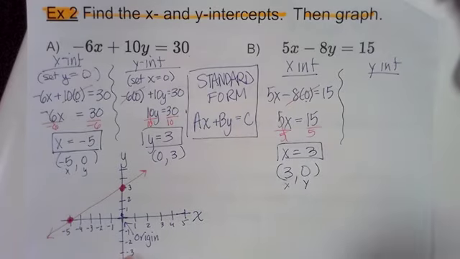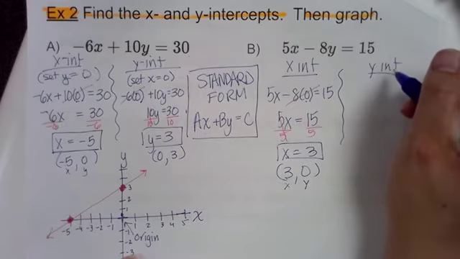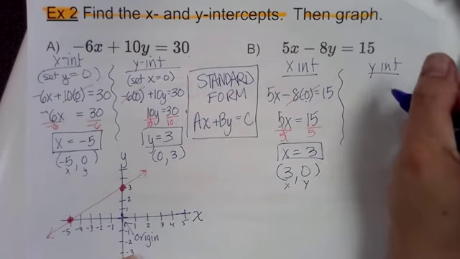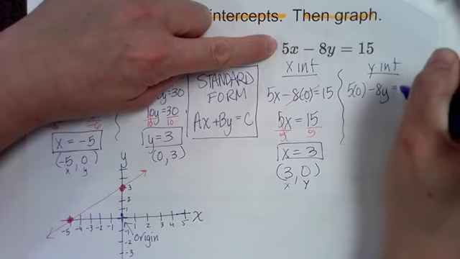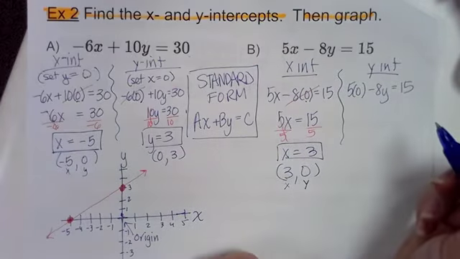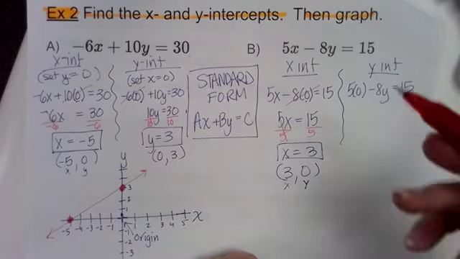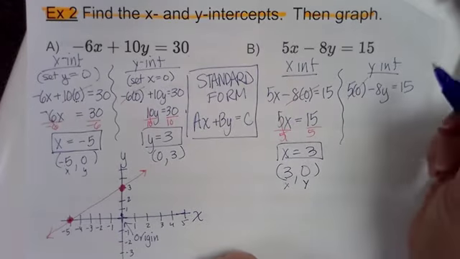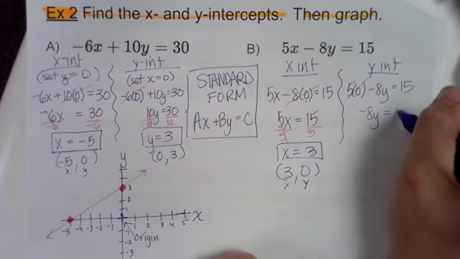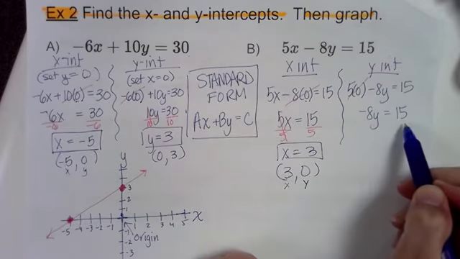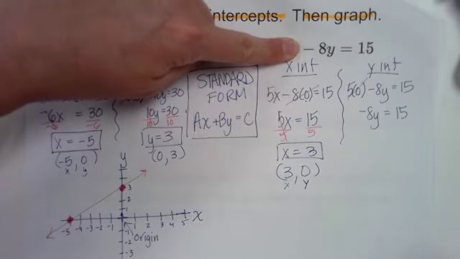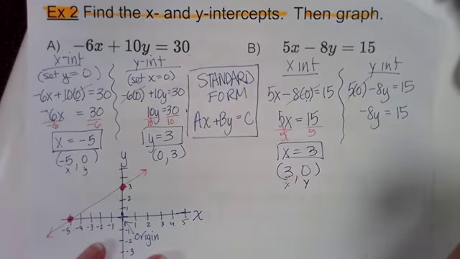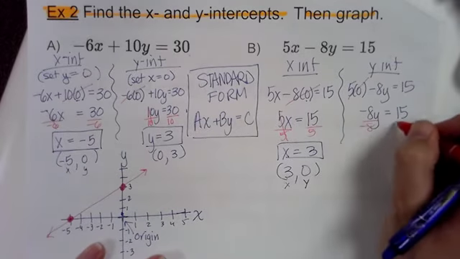Okay, very good. Let's find the y-intercept. How do you find a y-intercept? Set x to 0. 5 times 0 minus 8y equals 15. What's 5 times 0? 0. What are we left with? Negative 8y equals 15. Again, is it okay to jump right to here? Yes. You sort of cover up the x term. That'll leave you with a y-intercept. Okay? All right, how do you get y by itself? Divide by -8.